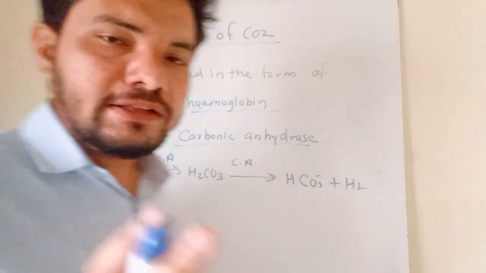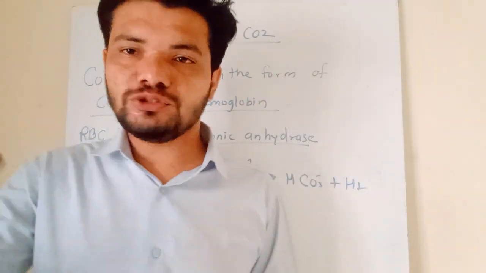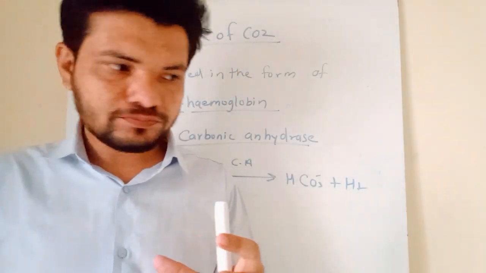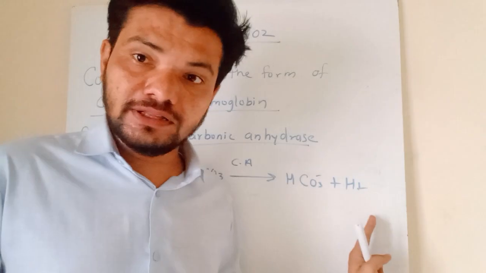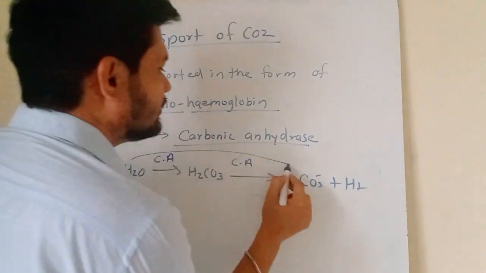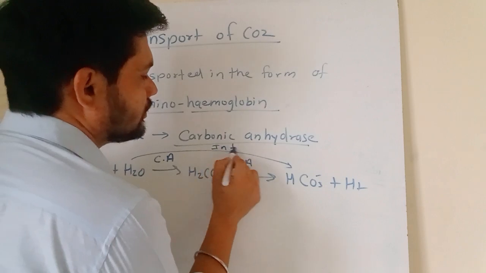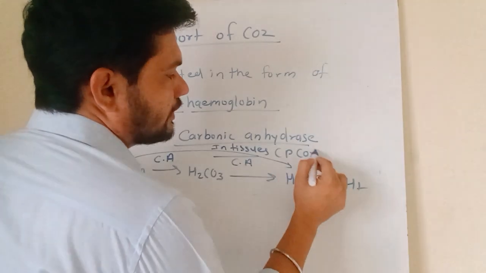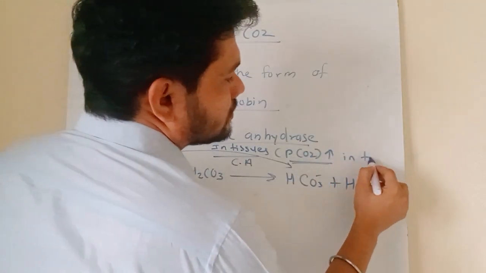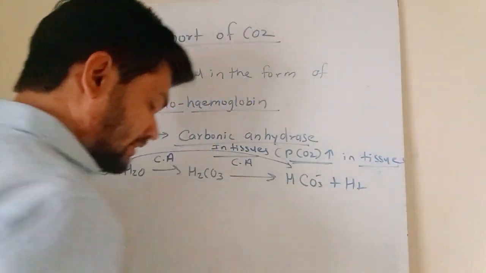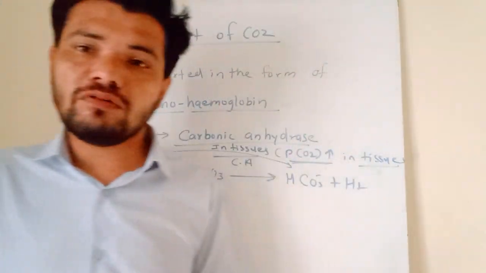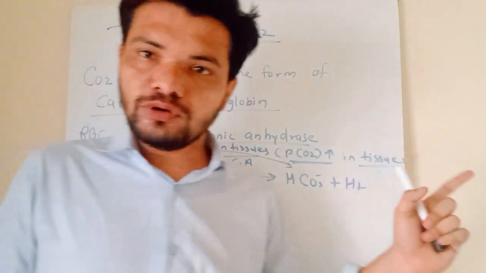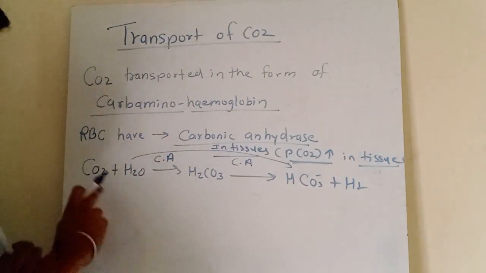So we all know that the partial pressure of CO2 is high in the tissues. So there CO2 will be binding with the hemoglobin. So this reaction will proceed in this direction in the tissues. Why? Because the partial pressure of CO2 is high in the tissues. Because the cells in the tissues have done so much catabolism, the breakdown of glucose, and they are going to produce so many CO2 molecules. So that's why CO2 will bind to the hemoglobin and this reaction will proceed in this direction.